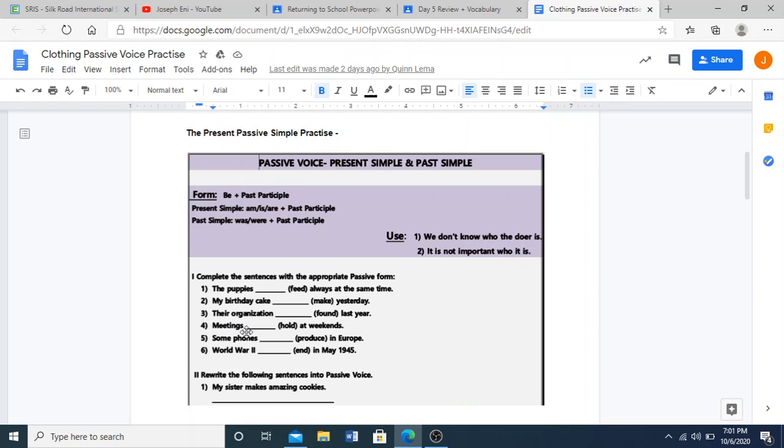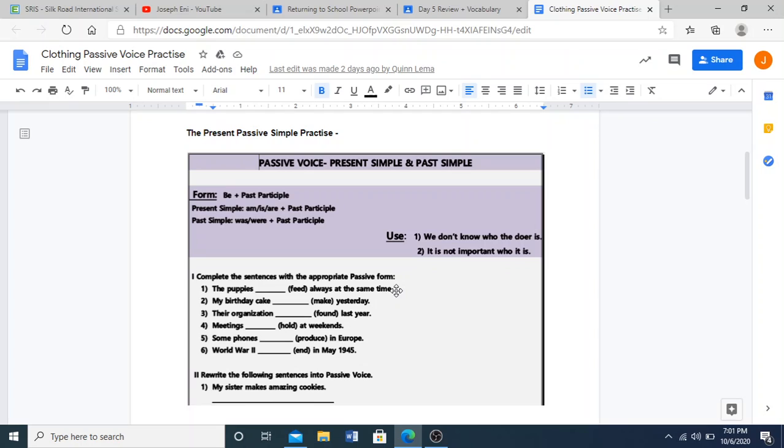Okay, so now this is the task for you to do. First, complete the sentence with the appropriate passive form. Okay, so I am just going to tell you how to do this first one. Then you can go ahead and do the rest, only as a precaution or as an example for you.